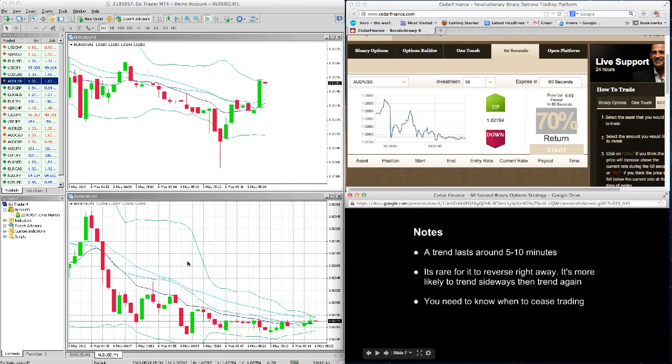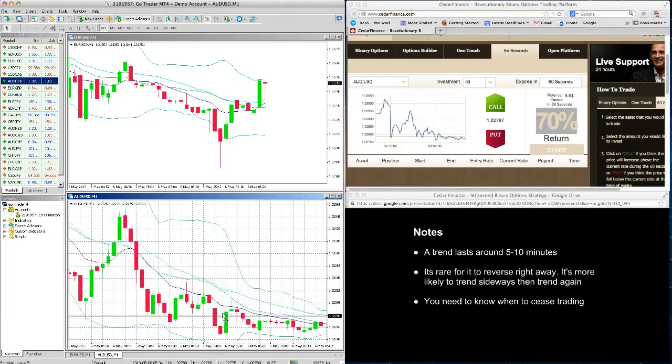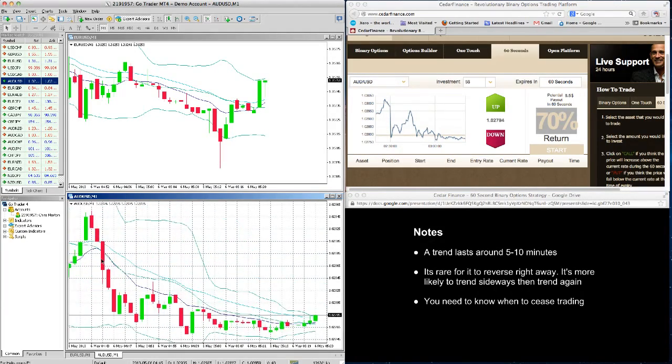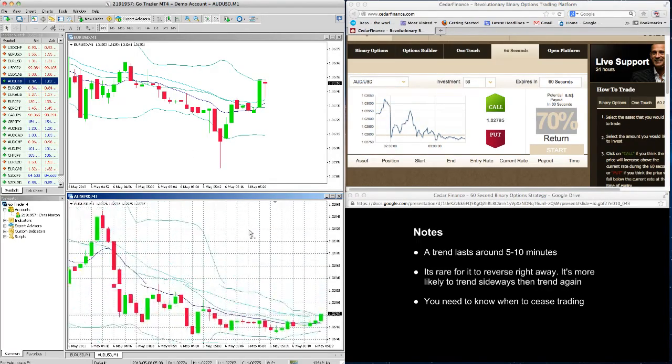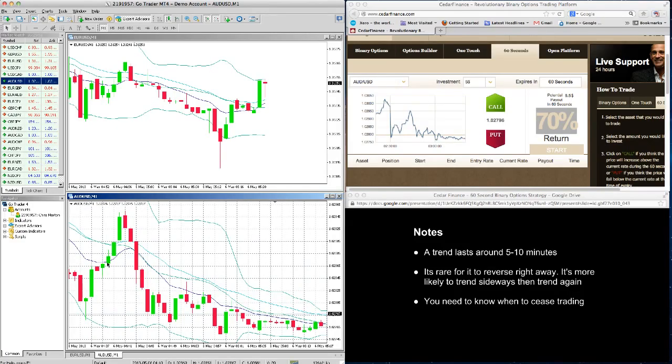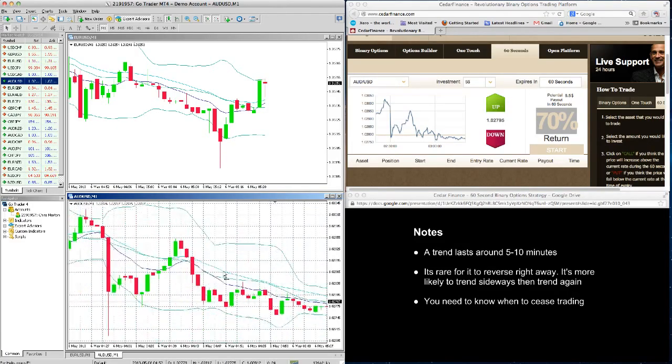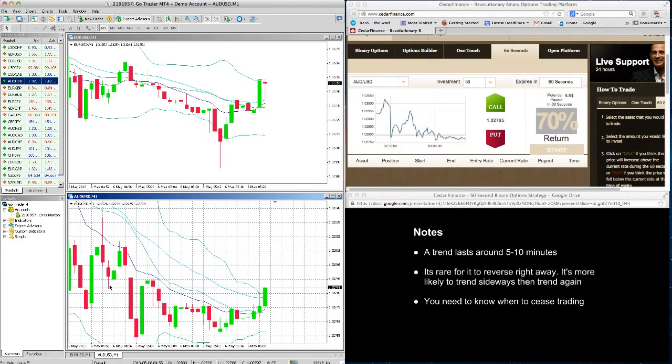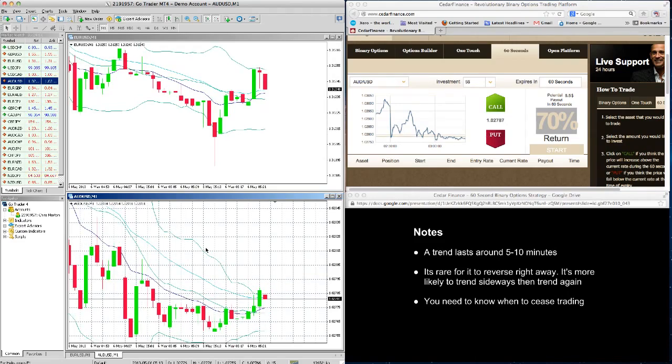Some notes is that trends typically last between 5 to 10 minutes. So here you've got 1, 2, 3, 4, 5. That's a 5-minute period. If we scroll back a bit, you can see on that green one, I've just got a setting there. On that green one here was 1, 2, 3, 4 minutes, but even less going back further. Yeah, it was about 5 minutes.